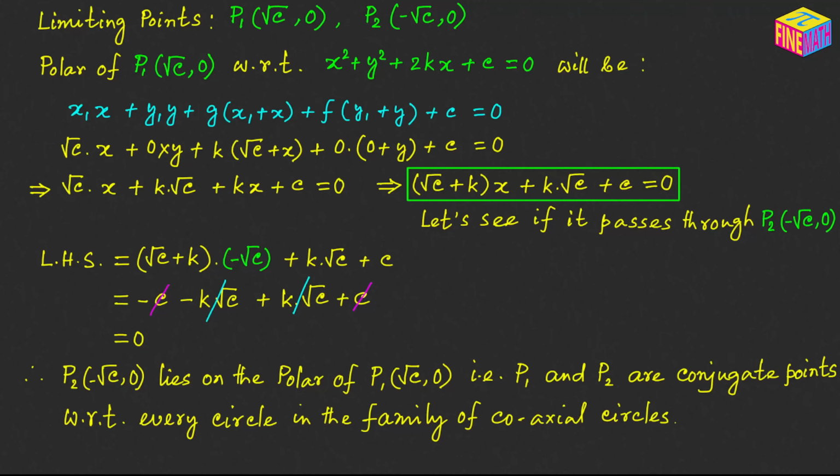Now why am I saying every circle? Because we were able to do the proof with the general equation of the family of coaxial circles. So we did not take the equation of a particular circle, we took a general equation of the entire family of coaxial circles, and from there we have been able to prove that P sub 1 and P sub 2 are both conjugate points. That means they are conjugate points with respect to every circle in that family of coaxial circles.